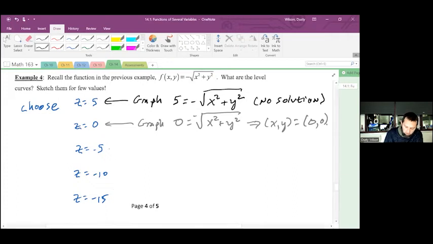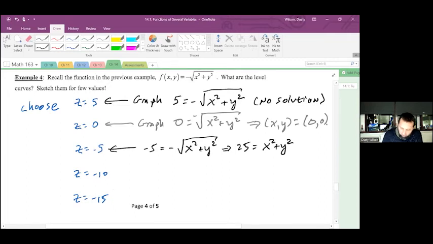Okay. How about if we looked at negative 5? So if we said negative 5 equals negative square root of x squared plus y squared. Well, you've got a negative on both sides, so that can work. If we squared both sides to get rid of the radical, this tells us that 25 would equal x squared plus y squared. Wait, what is that? That's a circle centered at the origin with radius 5.